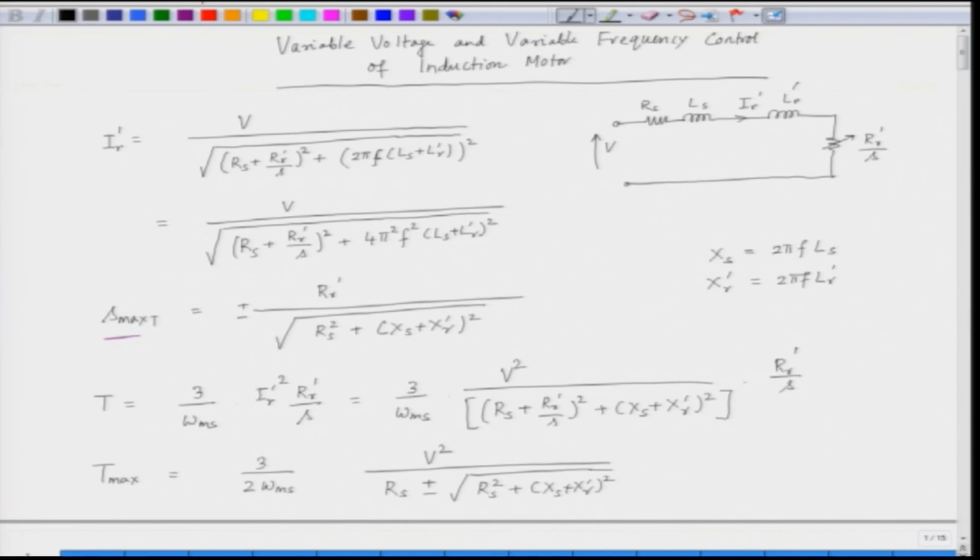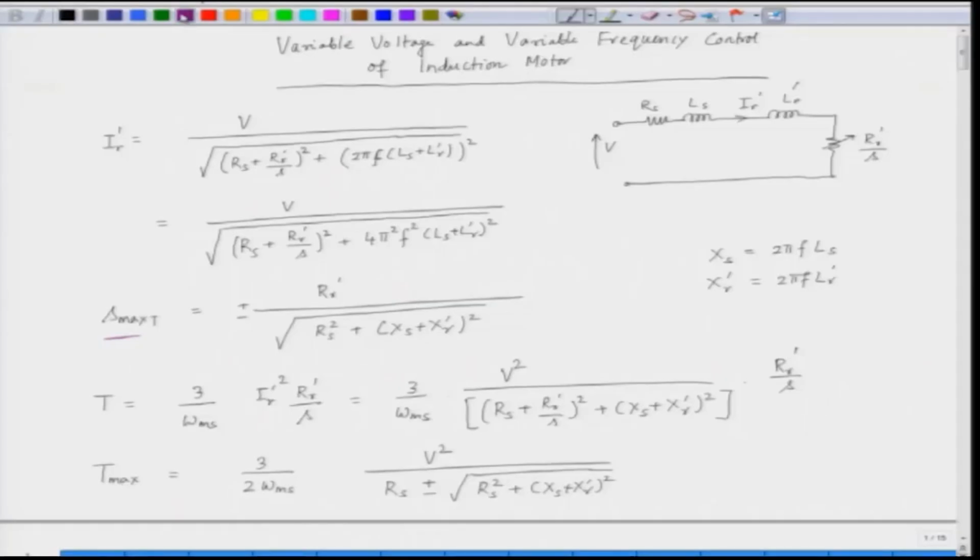We know that an induction motor will have maximum torque from the torque speed characteristic. The maximum torque depends upon the square of the voltage. We have seen here that T max is proportional to V square.